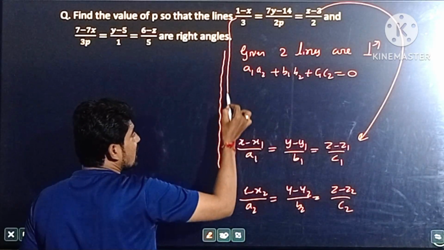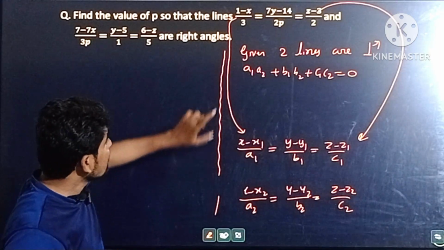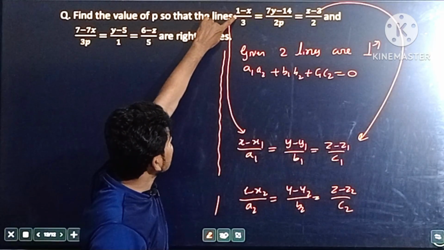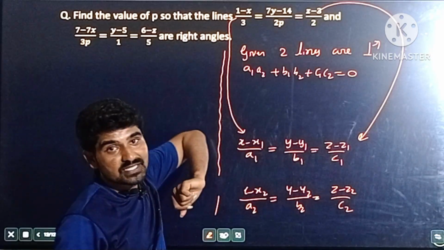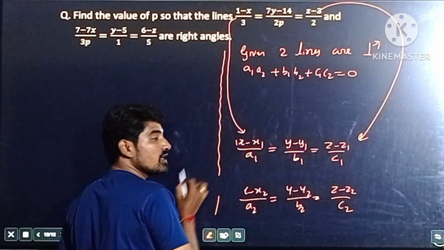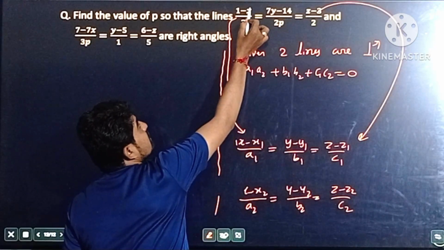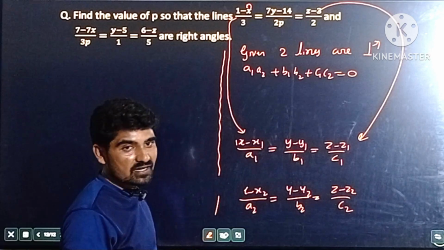Compare this first given line with the first equation of a line. Here the first term in the given line is 1 minus x, but in standard form it is x minus x1. In the standard form the coefficient of x is 1, but here the coefficient of x is minus 1. So first we need to convert it into the standard form.